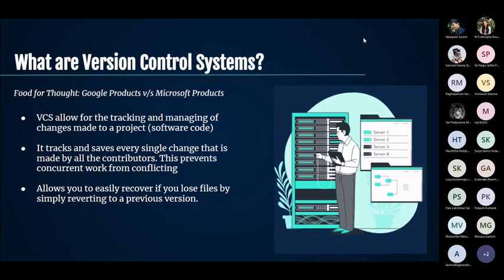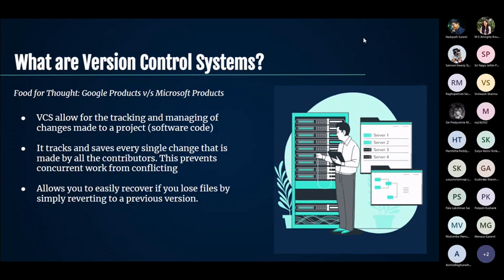These version control systems allow for the tracking as well as the managing of changes that are made to a project. And this project could be software code. So this is what it does. It allows you to manage, change, and store different versions of the changes made to software code. So you can always revert back if you didn't like what you already made.